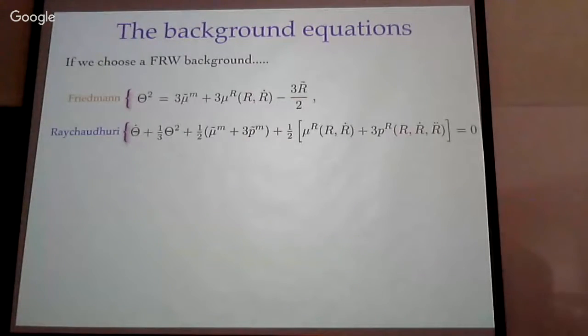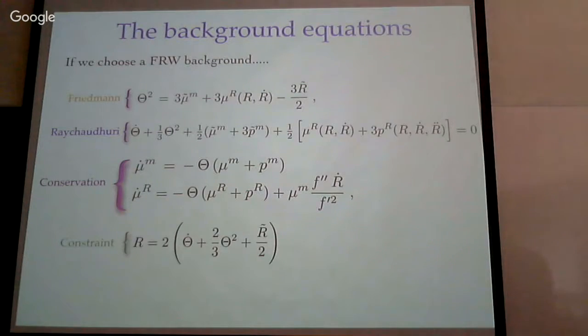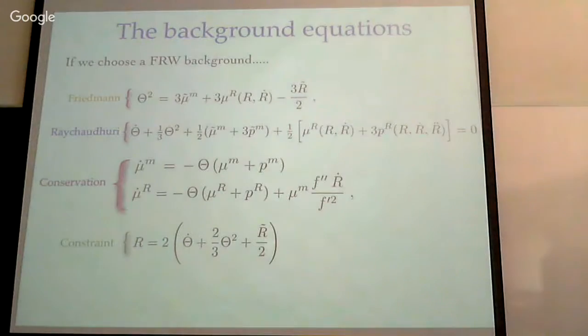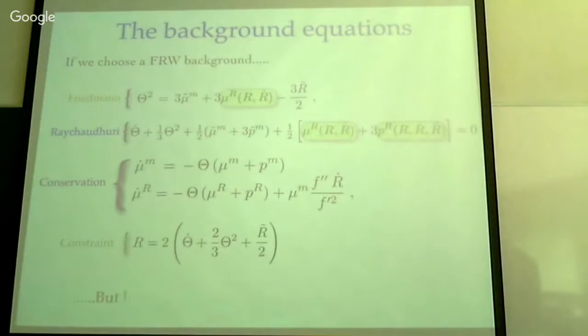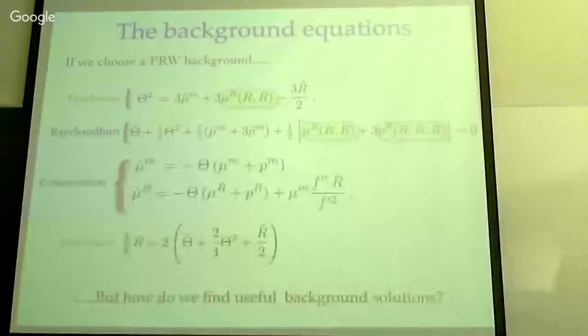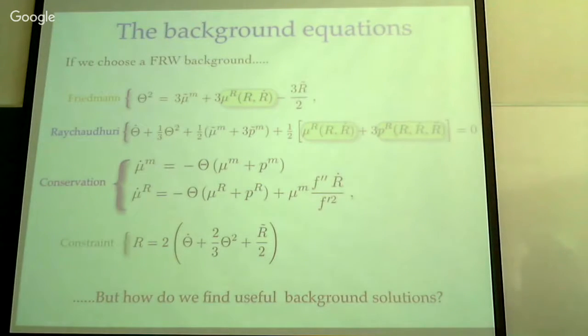Then there's the Carloni equation. There is the conservation law for standard matter and for the curvature fluid, and then the constraint that links R to the derivative of the expansion. These objects contain information on gravity, and we have to find a way to solve these equations to get the background solution. But these are really very complicated equations to solve, right?